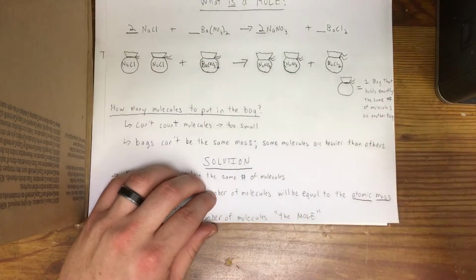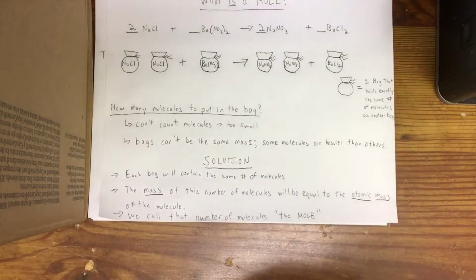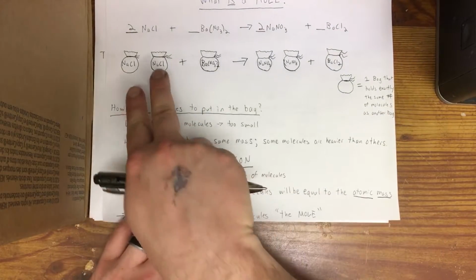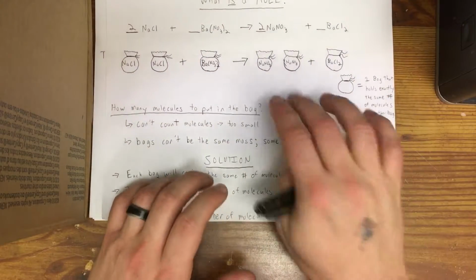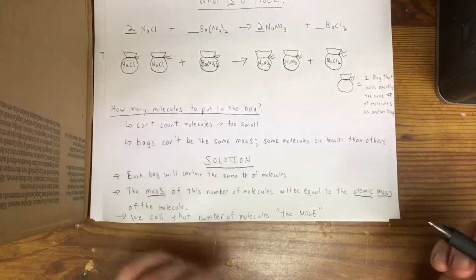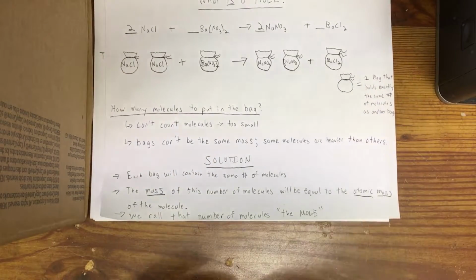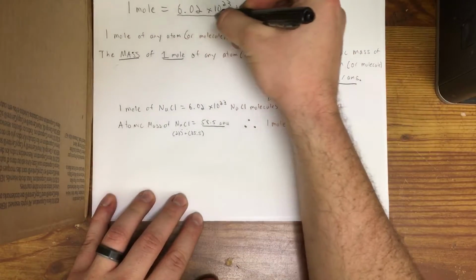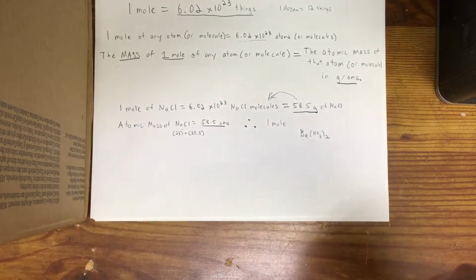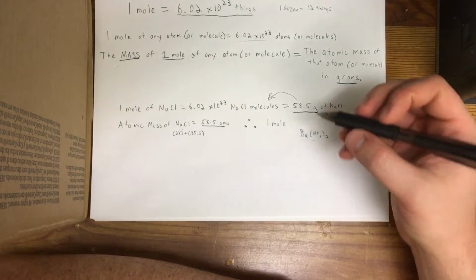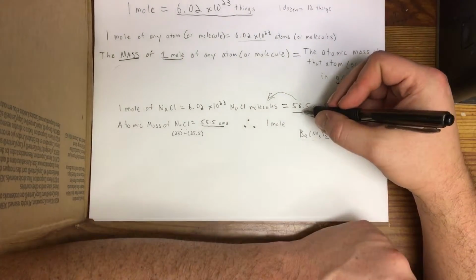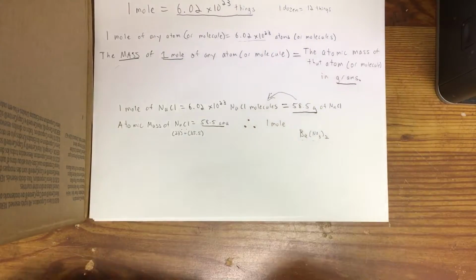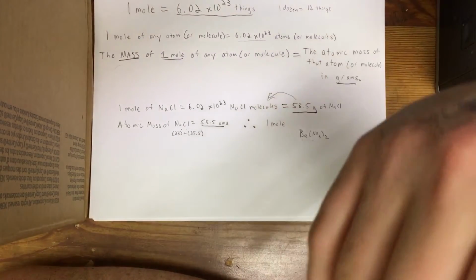Now, if you're having trouble visualizing that, just rephrase your thinking in terms of dozens. It'd be very easy to say that, well, 2 dozen sodium chlorides plus 1 dozen barium nitrate would produce 2 dozen sodium nitrates and 1 dozen barium chloride. So we can think of a dozen as 12, and that's fine. A mole is the same, it's just a much larger number of things. And the reason we have to use this very large number is because we can directly relate that number of molecules to the atomic mass of whatever molecule that we're weighing. Put it on a scale and make it work.